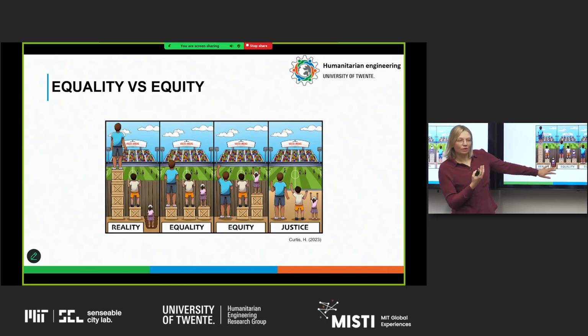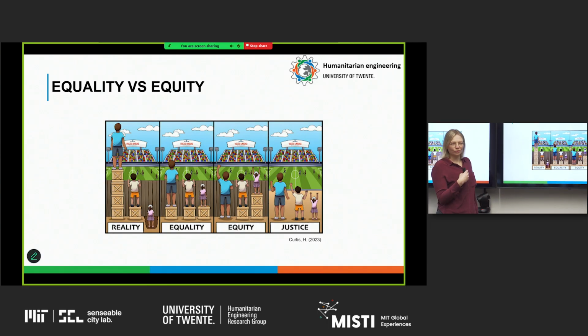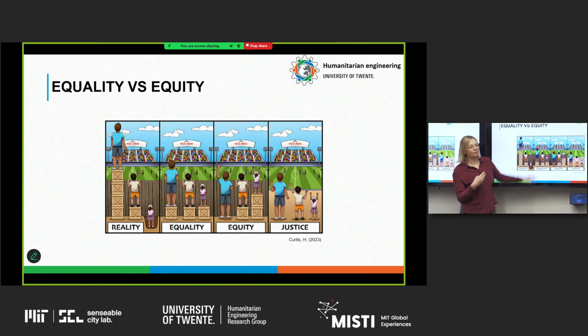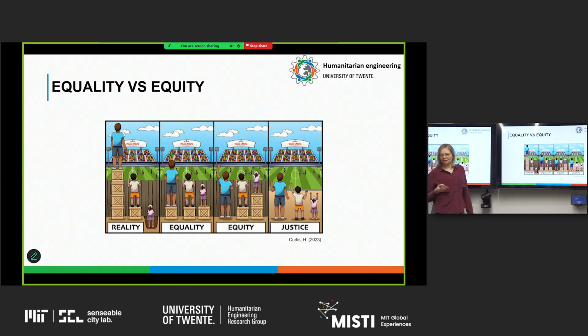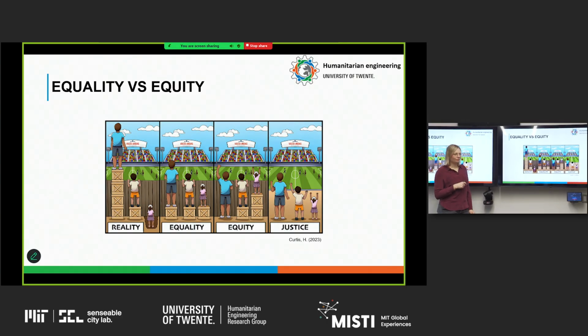If we talk about equality, then everybody would get the same support, and that would still lead to some being pretty much disadvantaged. If you talk about equity, then at least everybody gets the support that they need, so they end up at the same level. Justice, or design for social justice, would mean that we remove the barriers.